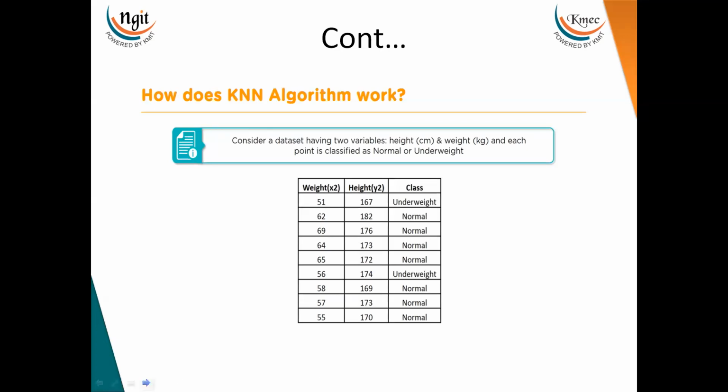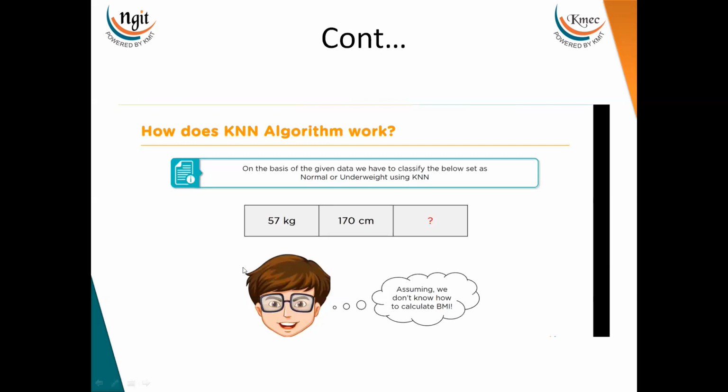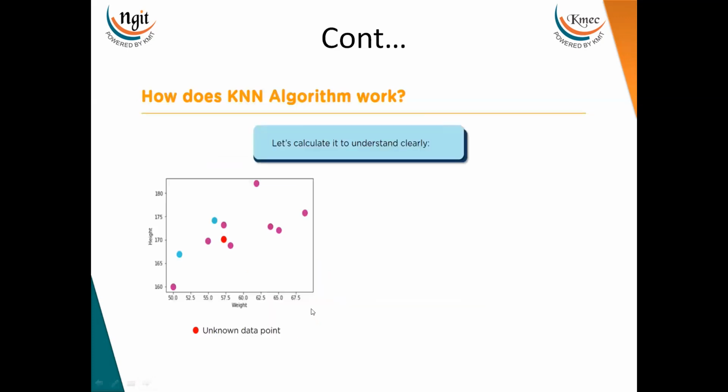Now this is the data which is given to us. And now I got a new data point. I got a new student in my class, and I want to know the label for this particular student, whose weight is 57 kg and height is 170 centimeters. I want to know whether this student belongs to the underweight class or the normal class. So how can I do this? How will my KNN algorithm work?